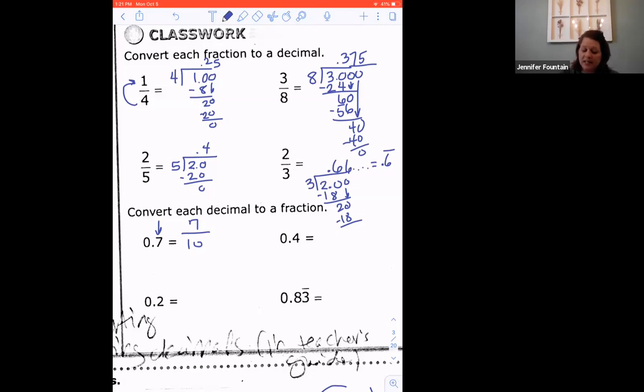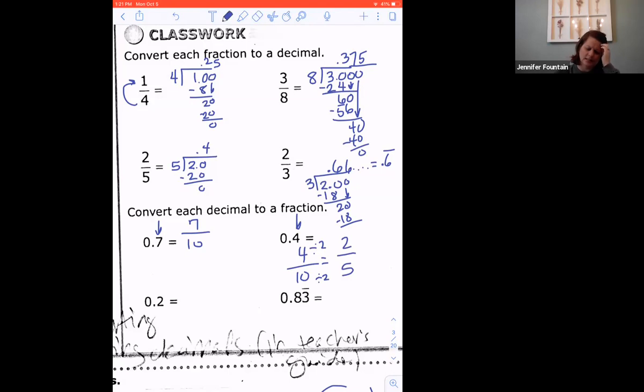Look at the one next to it again. I have a decimal 0.4, so my 4 is in my numerator, 10 is in my denominator, but these are not simplified. What will divide evenly into both 4 and 10? 2. So 4 divided by 2, 10 divided by 2. 4 divided by 2 is 2, 10 divided by 2 is 5. So 2/5.